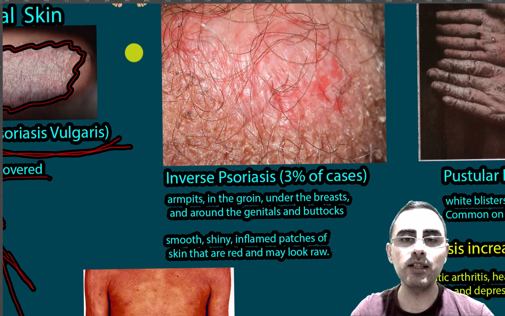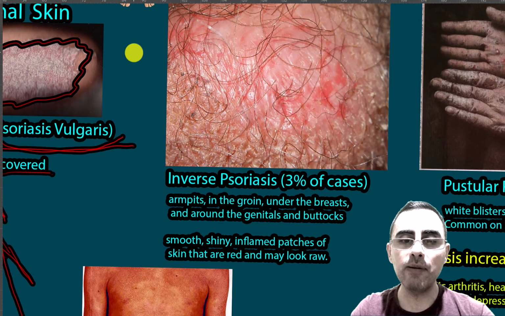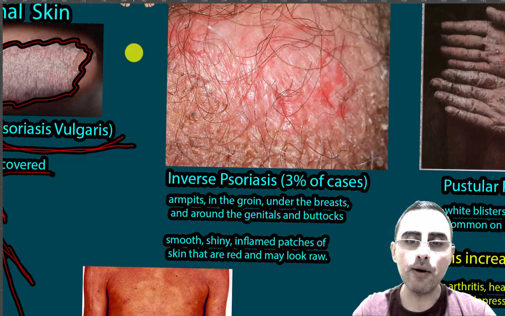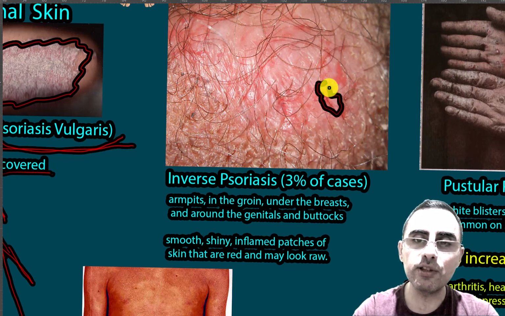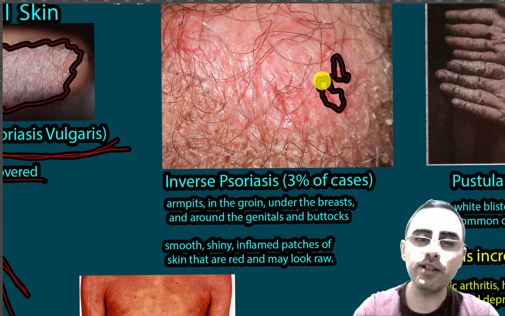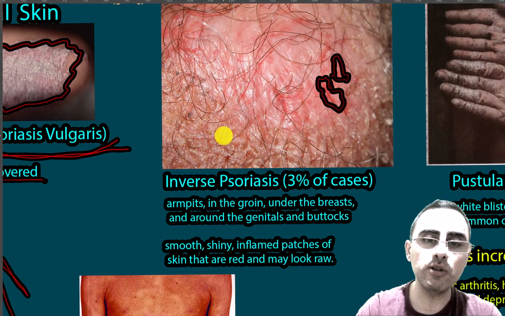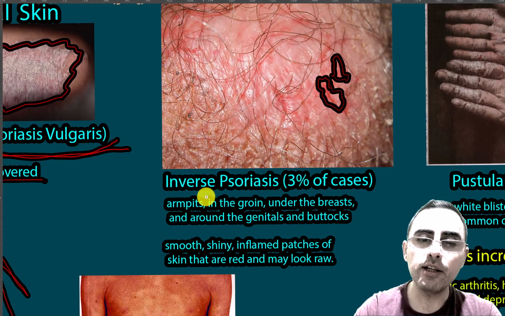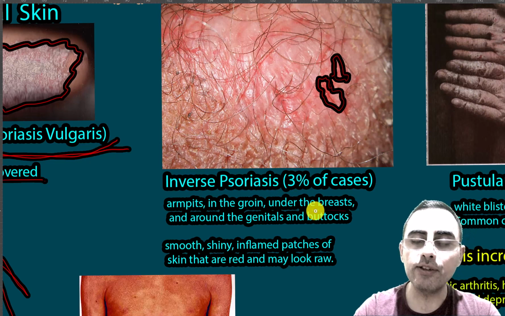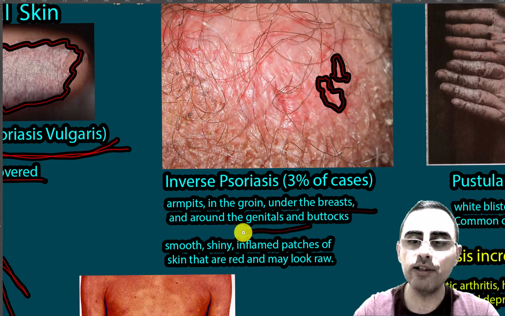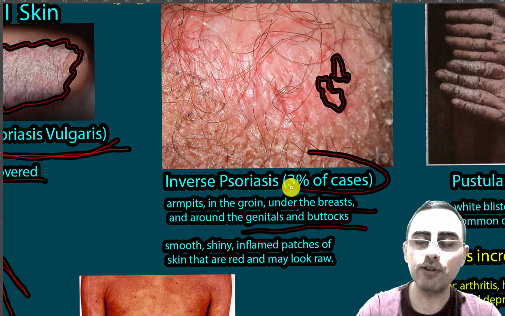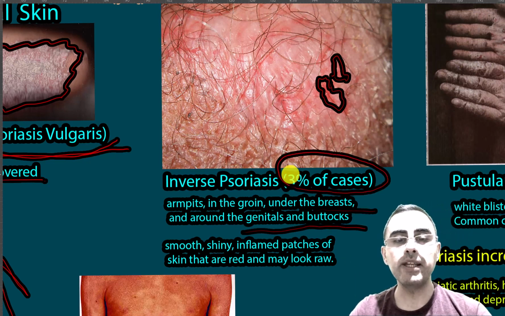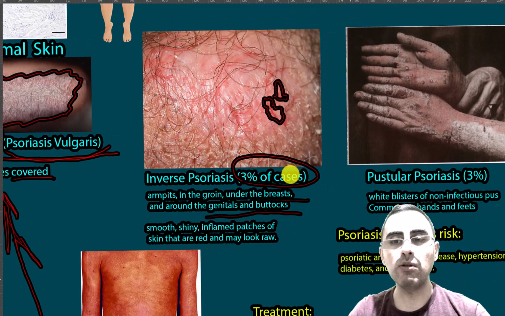The third type of psoriasis is inverse psoriasis. Inverse psoriasis is different because here we have red patches that are inflamed and look like raw meat. Inverse psoriasis usually occurs in armpits, groin, under the breast, around the genitals and buttocks, and it accounts for around 3% of psoriasis cases. So inverse psoriasis is already rare.